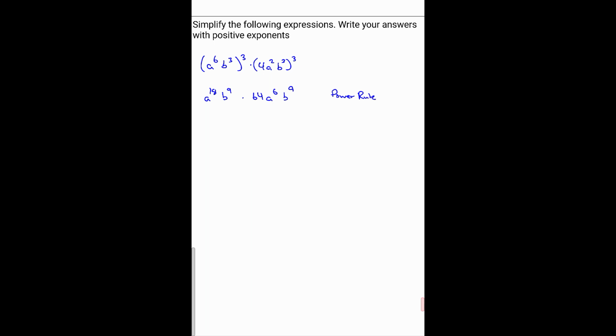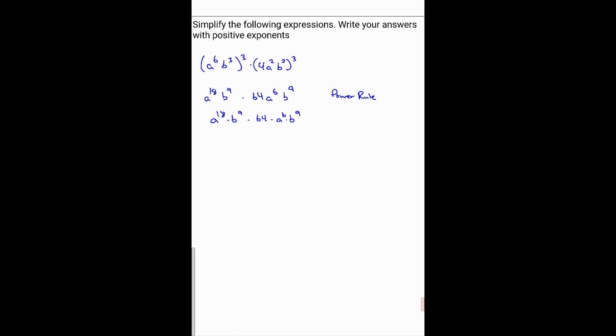All right. So on this step here, we have a to the 18th times b to the 9th times 64 times a to the 6th times b to the 9th. Okay, all I did was just clean it up because the next step is going to utilize the product rule of exponents. So since everything is being multiplied together, all of our bases are being multiplied together, we would add our exponents.